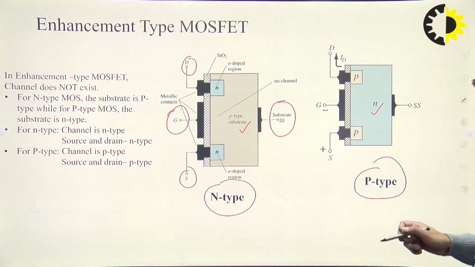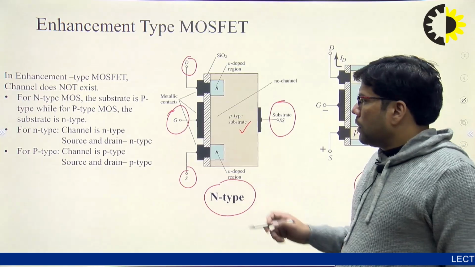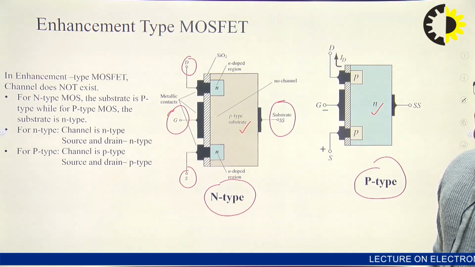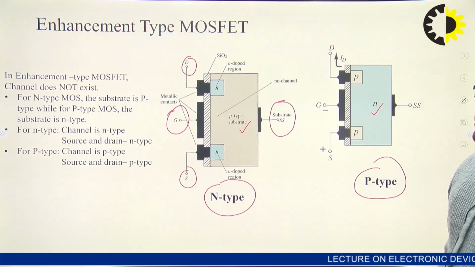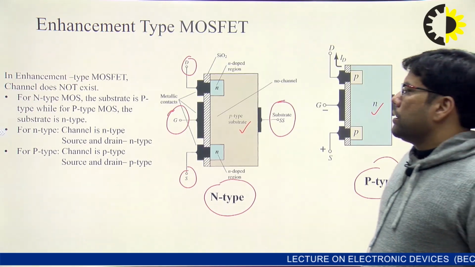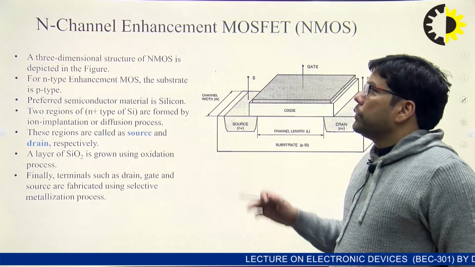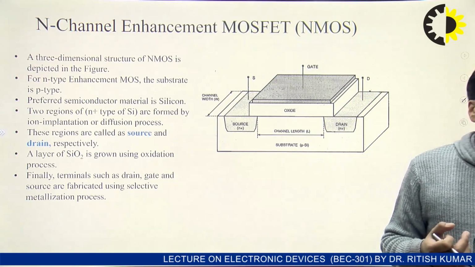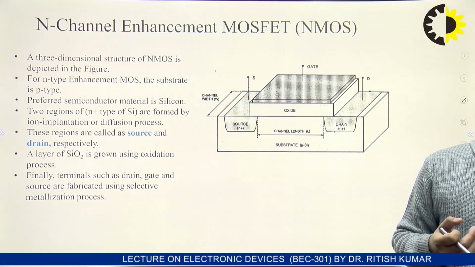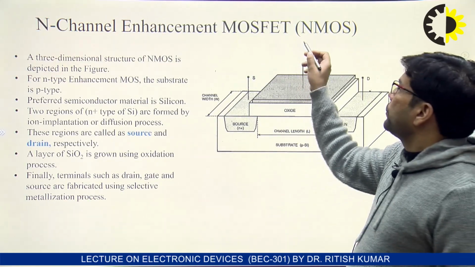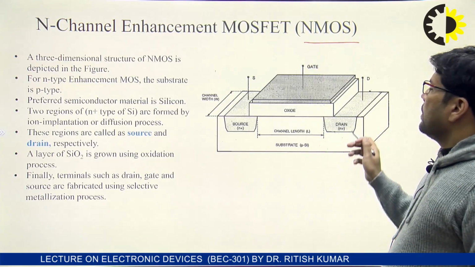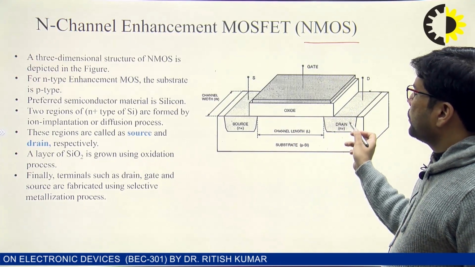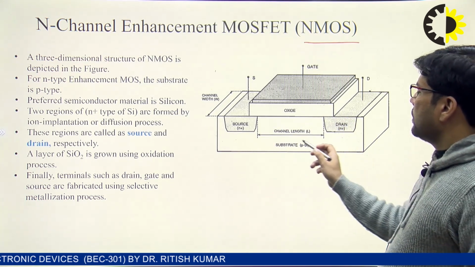So this is the enhancement type MOSFET's construction diagram, or structure, you can see. So let's begin with the topic of n-channel enhancement type MOSFET, that is also known as NMOS. So you can see this is a symmetric structure, and you can replace source with drain and drain with source, and you can see this is the substrate.